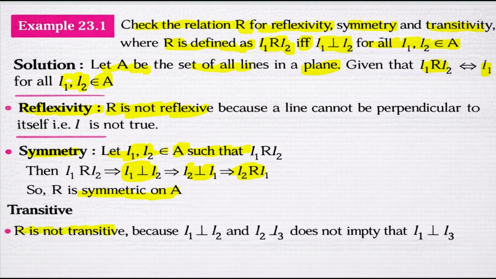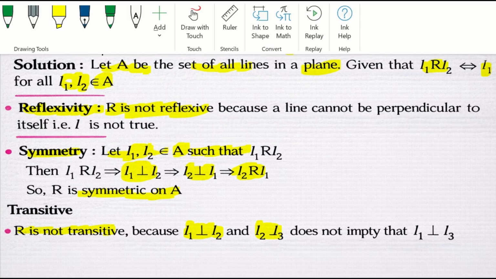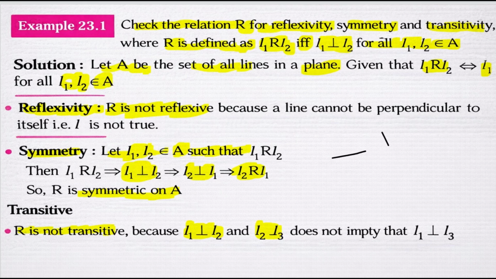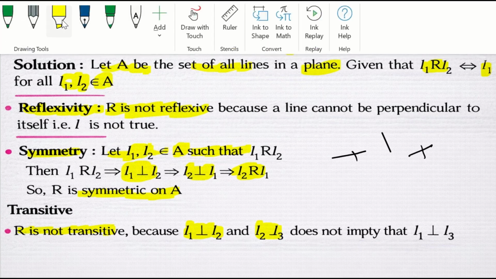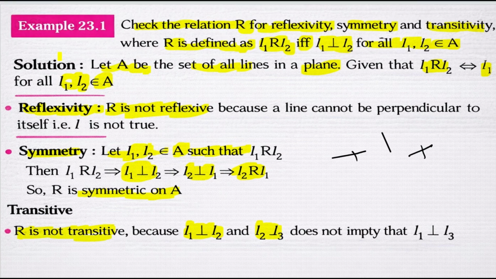Let me check the transitive property. I will take two ordered pairs. L1 is perpendicular to L2, and L2 is also perpendicular to L3. Then L1 is not perpendicular to L3, because it may be parallel. It is not perpendicular. Therefore, we can say that R is not transitive on the perpendicular relation.